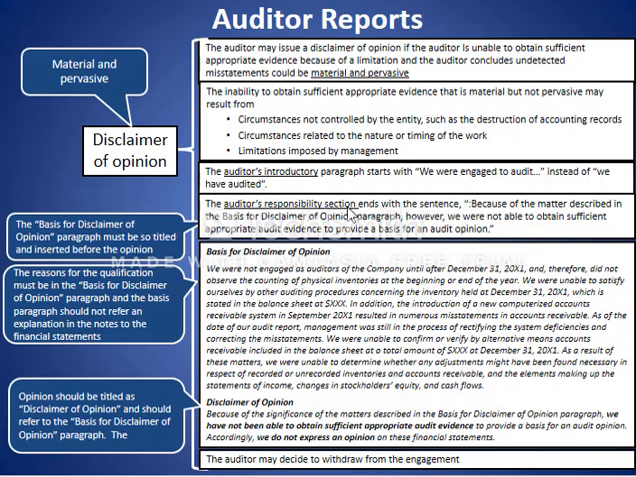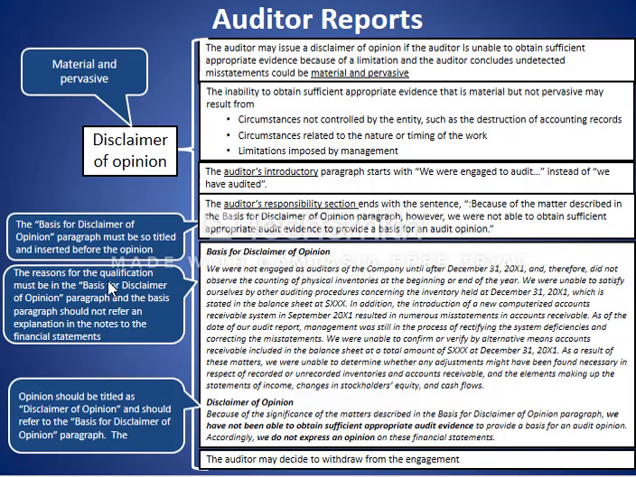The auditor's responsibility section ends with the sentence in this case: "Because of the matter described in the basis for disclaimer of opinion paragraph, we were not able to obtain sufficient appropriate audit evidence to provide a basis for an audit opinion." So again, the basis for disclaimer of opinion paragraph should be put in front of the disclaimer of opinion, in effect the auditor's opinion, which is a disclaimer of opinion. So you have to put the basis for disclaimer of opinion first.